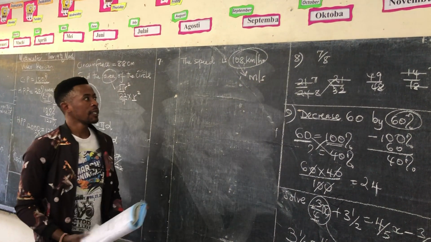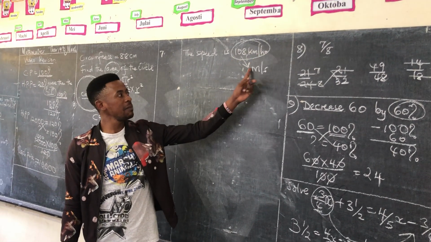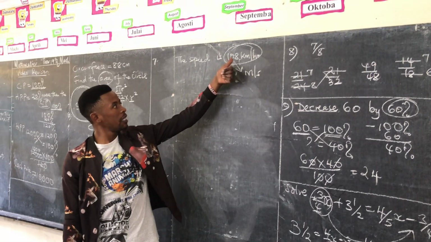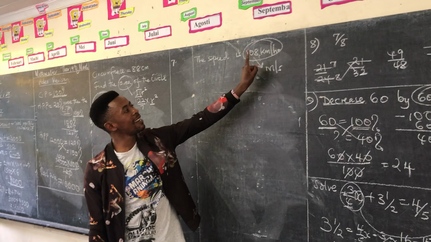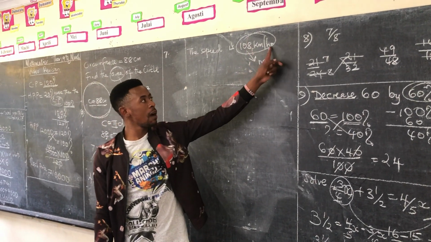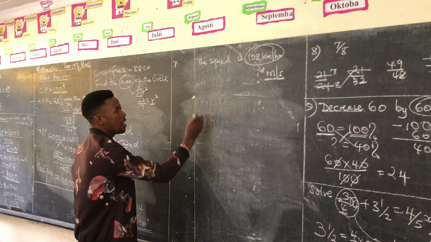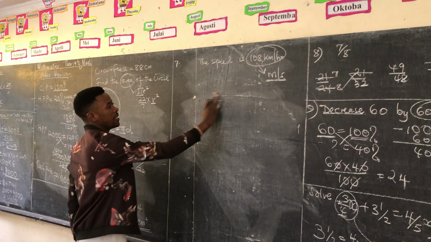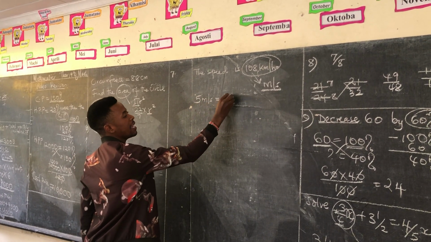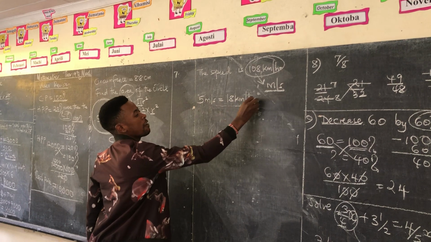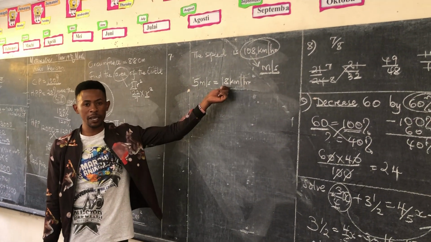Now remember, speed is either expressed in kilometers per hour or in meters per second. So in this, it means that this car covered 108 kilometers in 1 hour, but they need us to find that speed in meters per second. Now I gave you the conversion statement and I told you that 5 meters per second is equal to 18 kilometers per hour. 5 meters per second is always equal to 18 kilometers per hour.